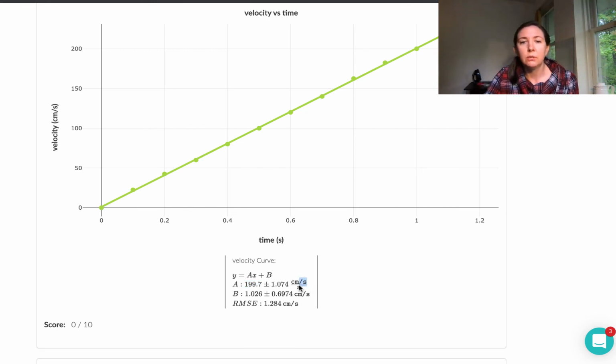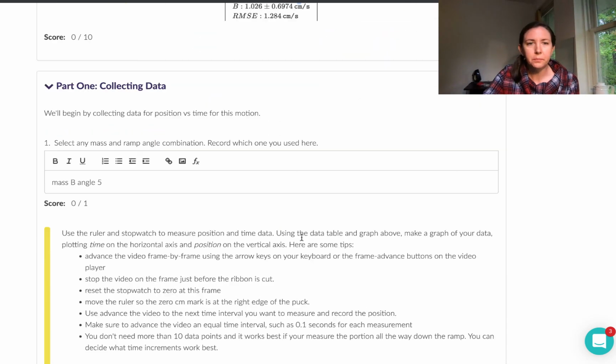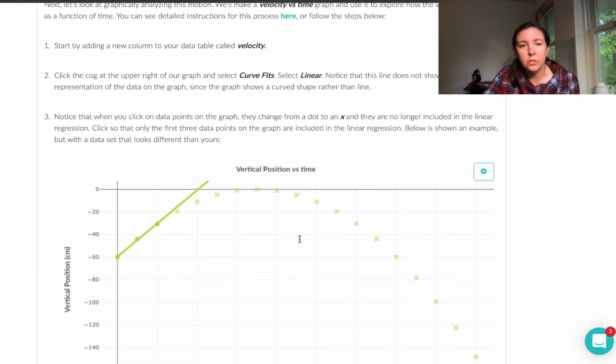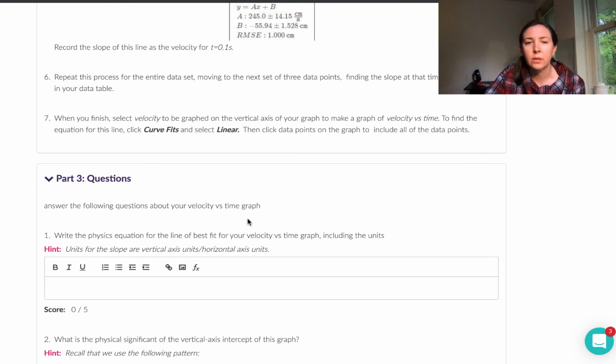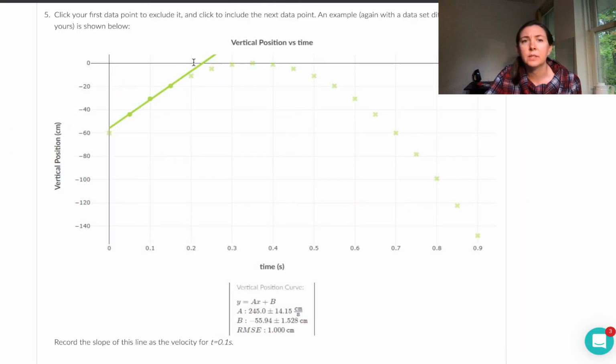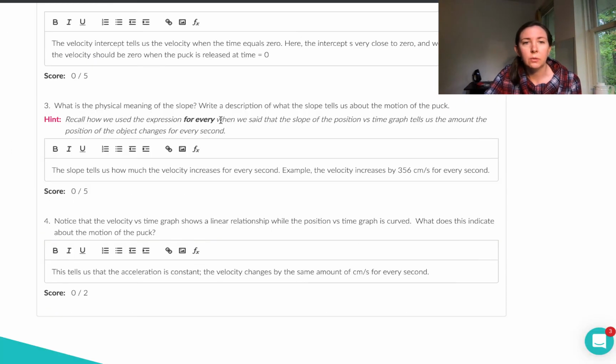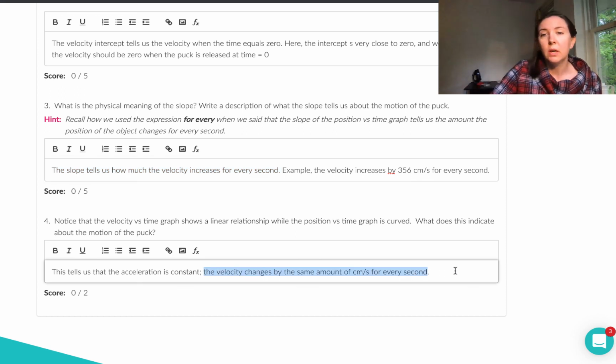So this unit tells me how my velocity changes with time. The rest of this was some questions to answer, talking about what the units are and a little bit of other things. So make sure you come back into this. I think that I will have graded it and given you some information about that. But right here is just what I said: the slope tells us how much the velocity increases, and this is a linear relationship, so the velocity changes the same number of centimeters per second every second.